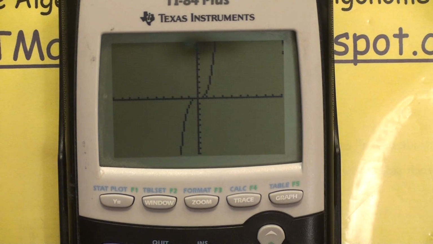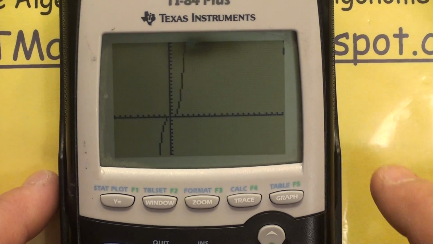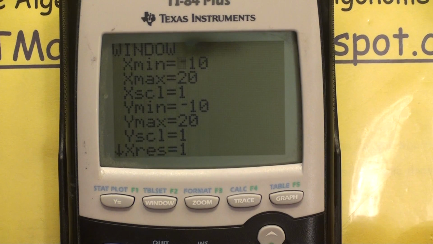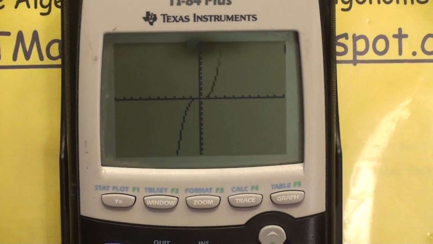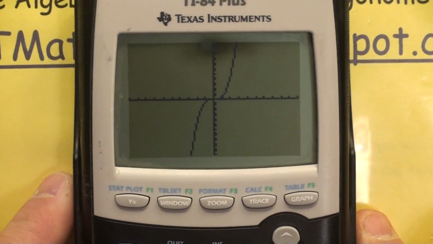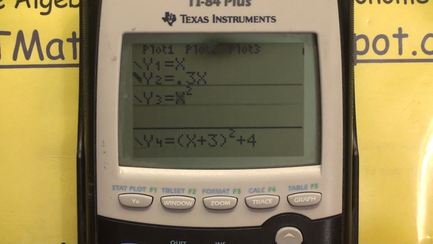All right, and what we can do is let's go a little taller. Let's go up to 20. Wait, I didn't mean to do that. I want the y values to increase, negative and positive 20. There we go. Okay, now let's do a second graph here.